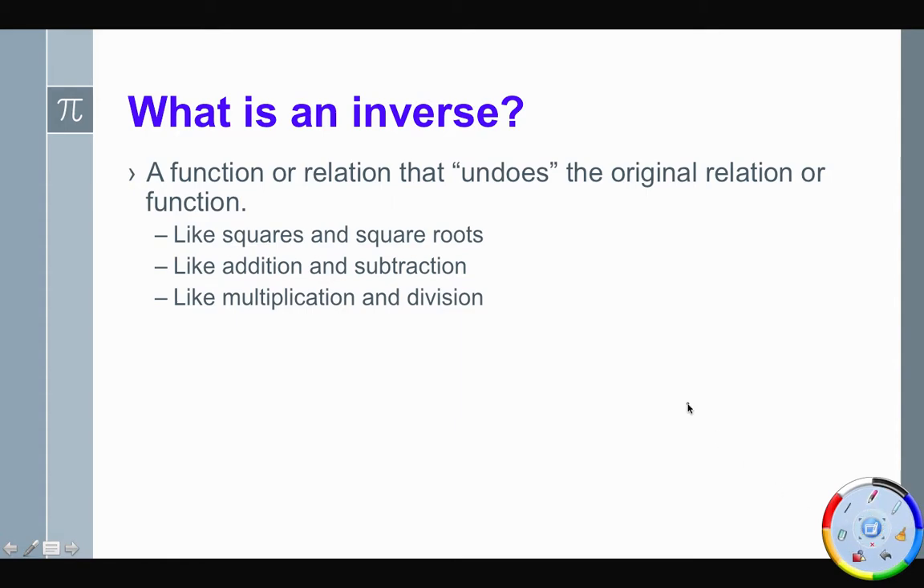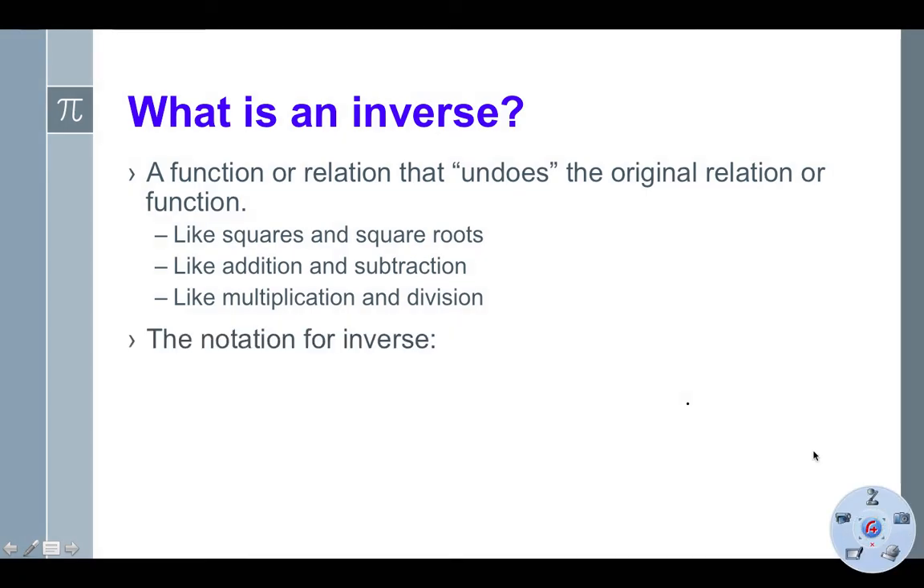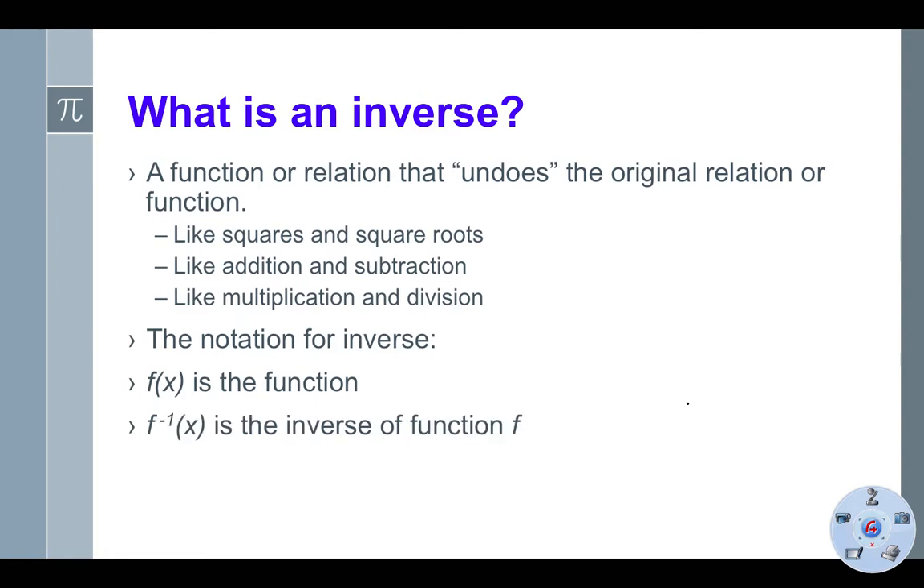So they're functions that undo each other. There's a very important notation that goes along with this, and once you see the notation, you need to always understand that it represents the inverse of a function. If you have the function f of x, the inverse is when we put this little -1 as an exponent on the f. So f inverse, that's the inverse of function f. That is our notation for the inverse of a function.